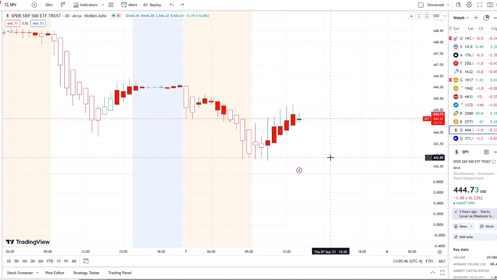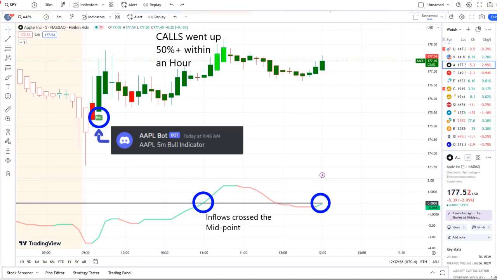So the home run of the day was from our Apple bot. Our Apple bot at 9:45 a.m. sent out a bull indicator, and from that moment forward, inflows crossed the midpoint to the upside, full strength on 42 vision, and call options went up 50% plus within an hour, guys.